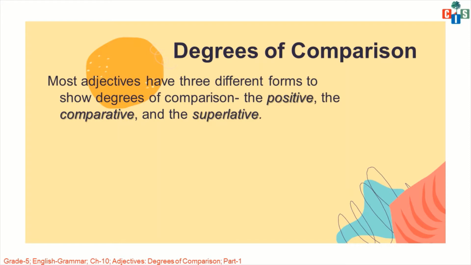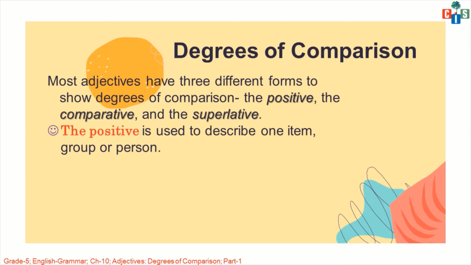There are three kinds that you can see here: the positive degree, the comparative degree, and the superlative degree. Okay, most adjectives have three different forms to show degrees of comparison, and those three forms are the positive, the comparative, and the superlative. These three you have to remember always, that these three are the degrees of comparison. These three are the names of different degrees of comparison. Which ones? The positive, the comparative, and the superlative.